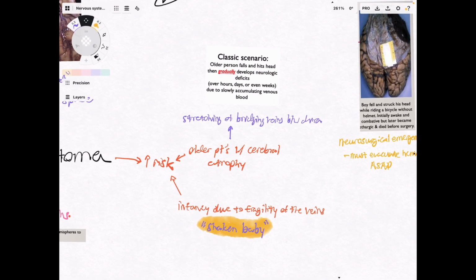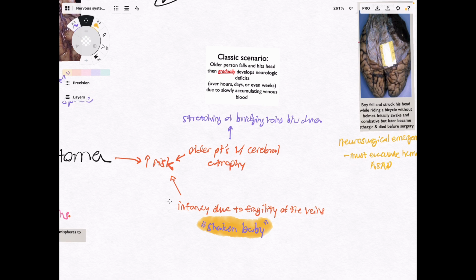So again, people who are at risk of this are older patients, and this is because their brain can somewhat atrophy and get smaller over time, and this causes these bridging veins to stretch. And when they stretch, they become weaker and more prone to rupture.